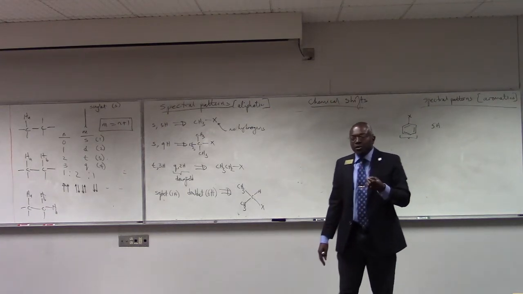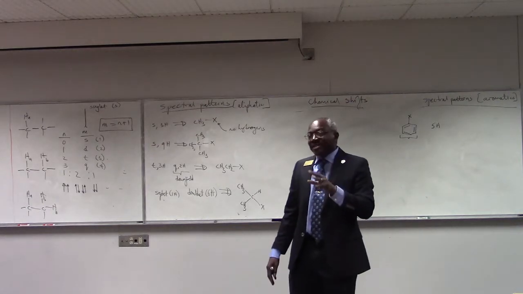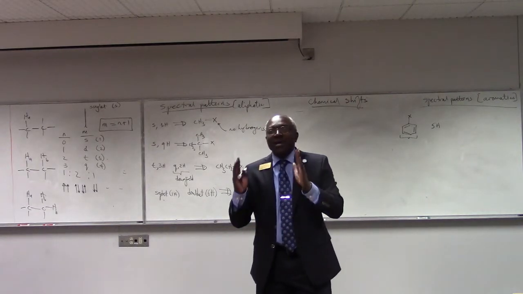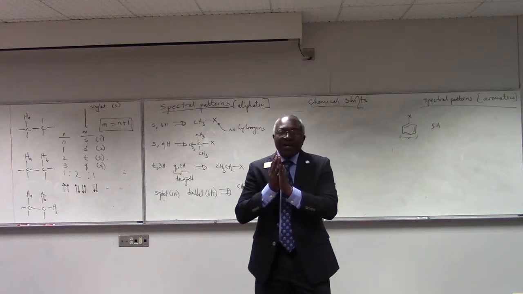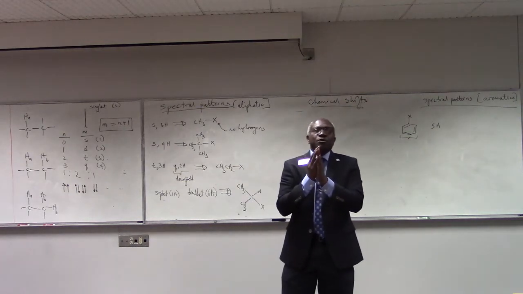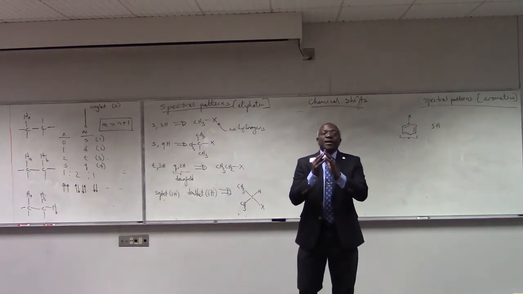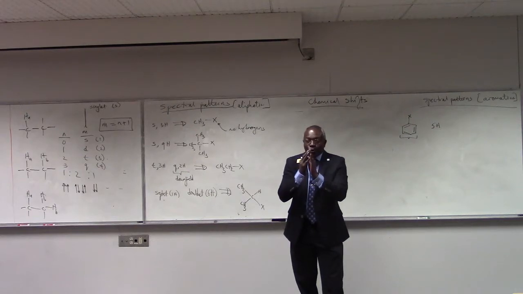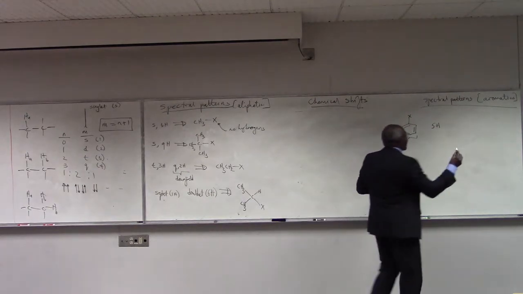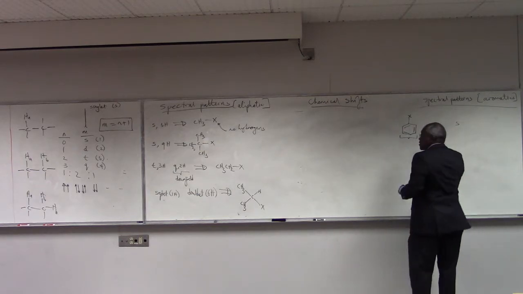Most of the spectra that you'll be presented with are run at 60 megahertz. At 60 megahertz, everything collapses, and so you won't be able to resolve the ortho, meta, and para H's because they're very close to each other. And so what you will see is a singlet. So you get a singlet for 5 H's.